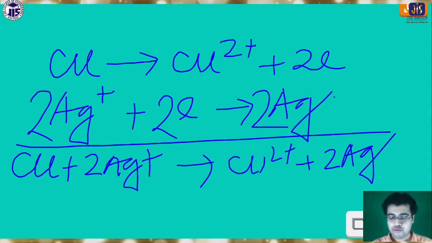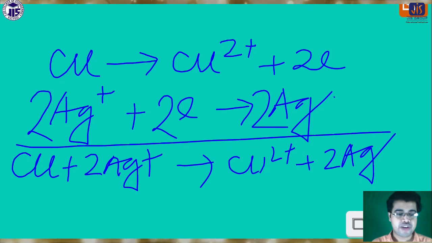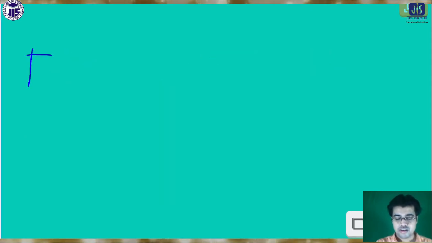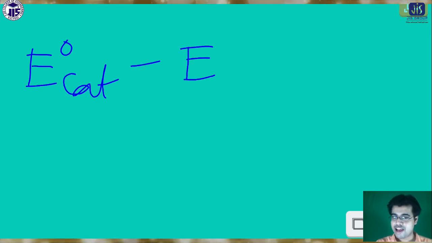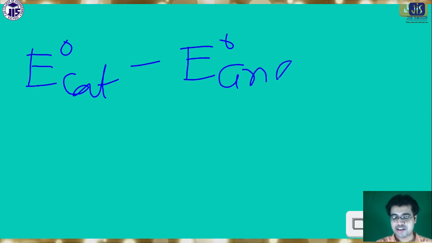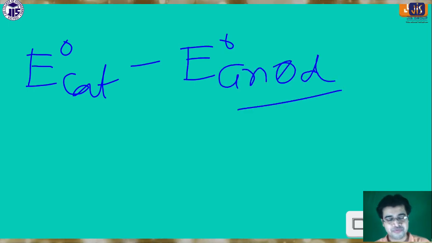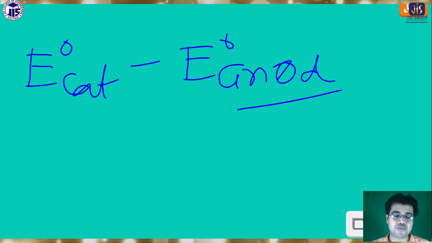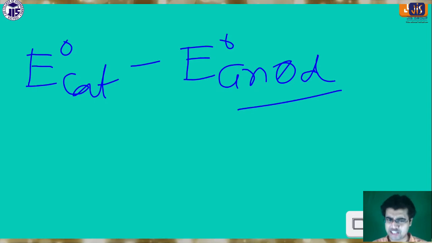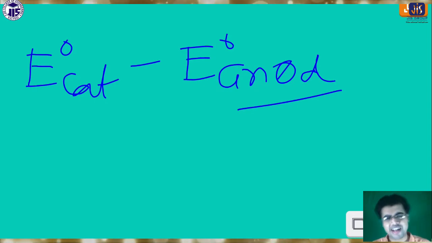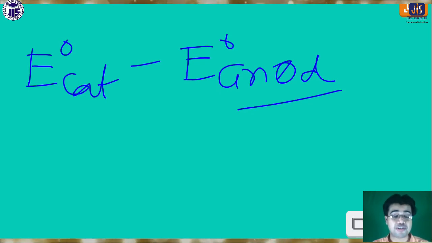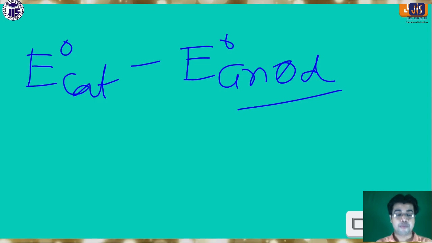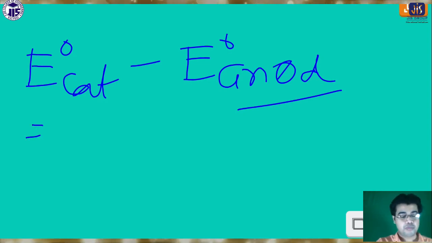Now what you have to do, you have to find out E0 cell. So when you are trying to find out the E0 cell, you have the equation E0 cathode minus E0 anode, because we are considering the reduction potential for both cases. So what is the value of the cathode? Cathode means which electrode acts as the cathode, where reduction occurs. Reduction occurs in case of the silver electrode, isn't it? So what is the potential of the silver electrode? It is given in the question paper.